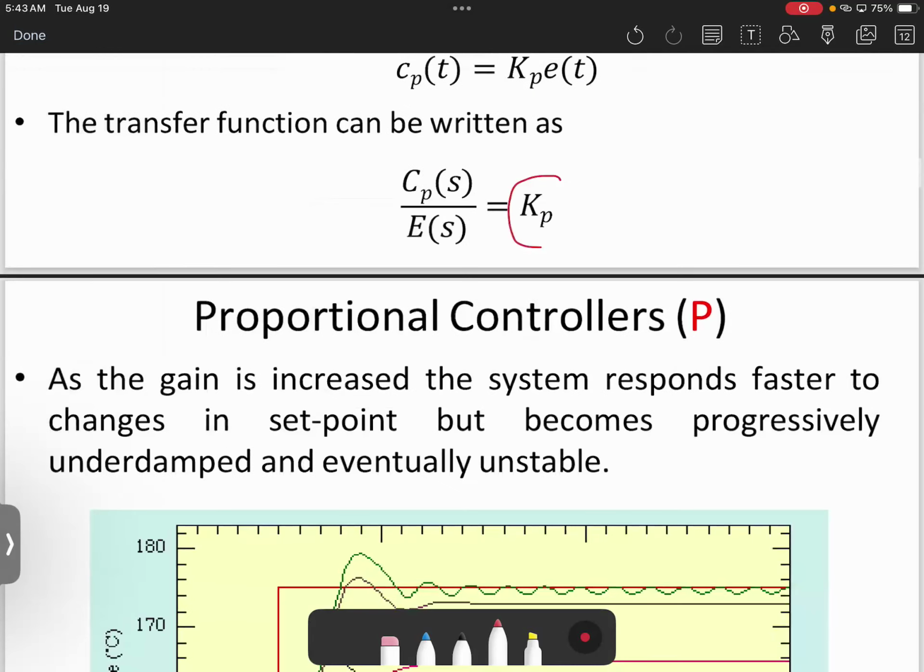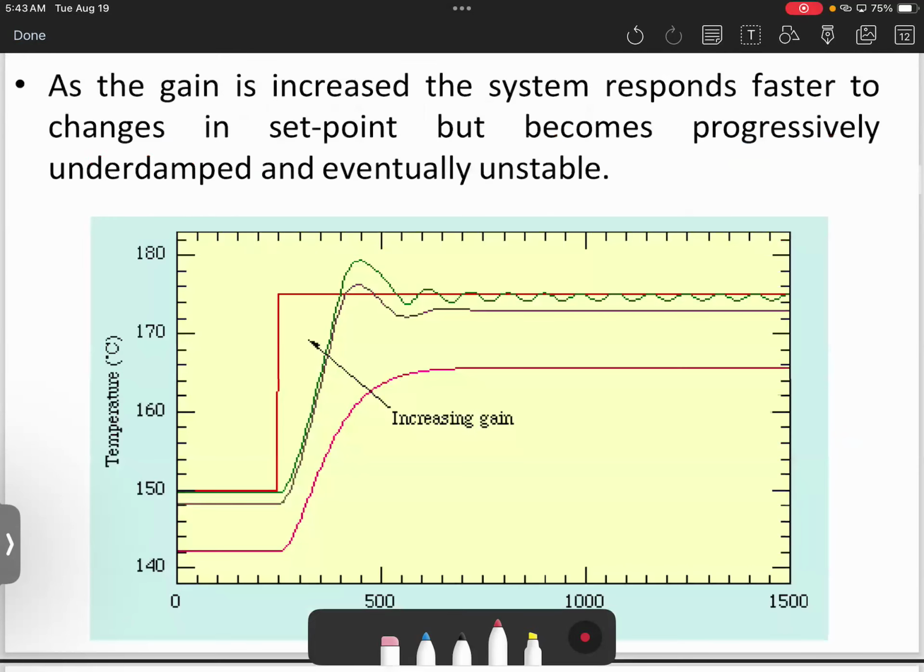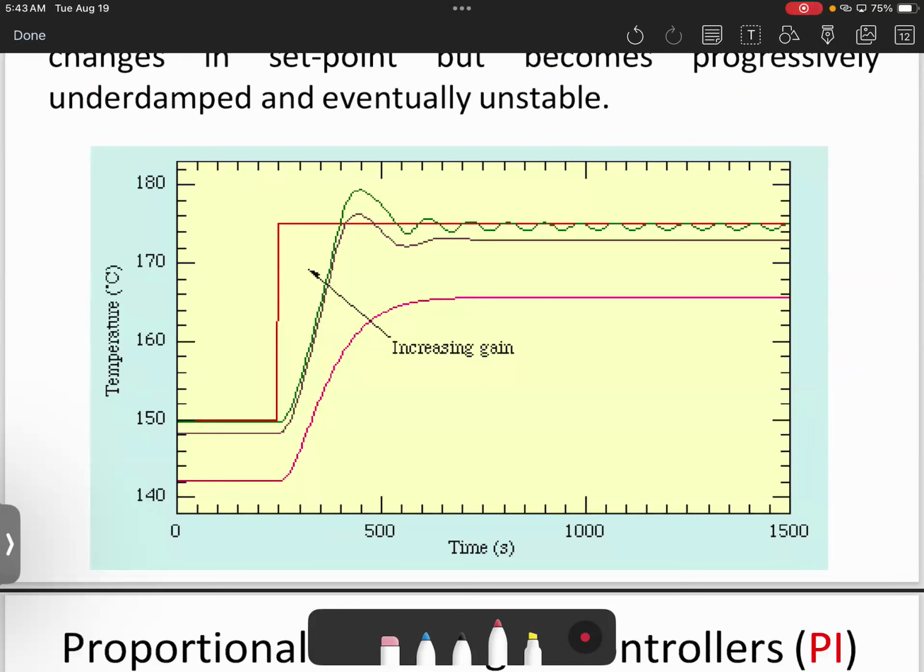Here's the transfer function. How about the impact of the P controller? The impact of the P controller is like this. Assume we want our desired temperature to be 175. The P controller will do the heating, reaching 165. Oh, I want 175. Why do we have this? Why?